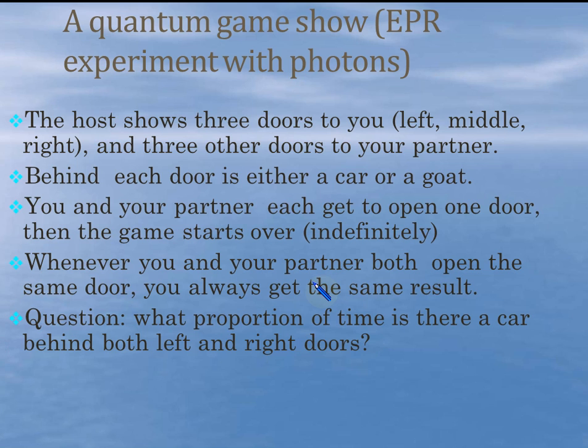So what you'd like to do is discover what proportion of time there is a car behind both the left and the right doors. This host is not obliged to put the car and the goat with equal probability. You don't know beforehand what the probabilities are. But you get to play the game indefinitely, so you should be able to tell what the proportion is. And of course, you get to choose in such a way that the host can't tell what you're going to choose. You get to choose at the very last minute. You can change your mind the instant before you open the door. So the host shouldn't know what choice you're going to make.